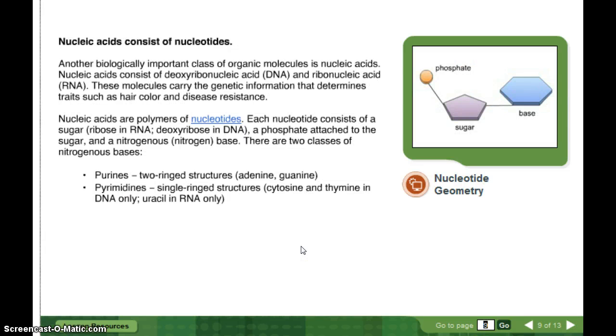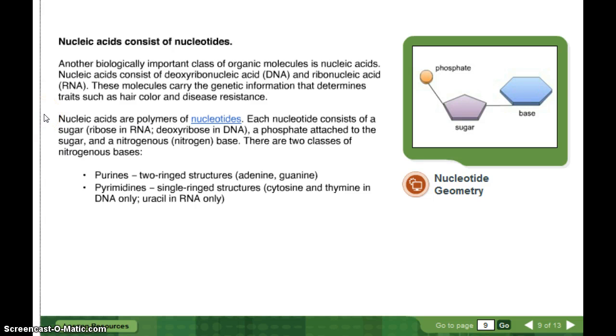Alright, so we talked about proteins. Now we're moving on to the other one, which is nucleic acids. So nucleic acid consists of nucleotides. Another biologically important class of organic molecules is nucleic acids. Nucleic acids consist of deoxyribonucleic acid, or DNA, and ribonucleic acid, or RNA. So if you notice, the only difference is the deoxy. These molecules carry the genetic information that determine traits such as hair color and disease resistance.